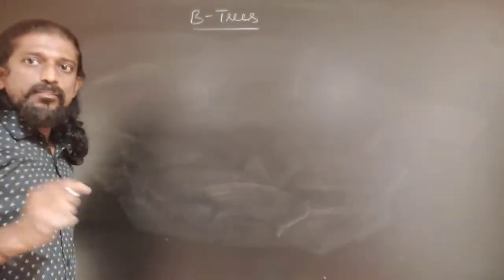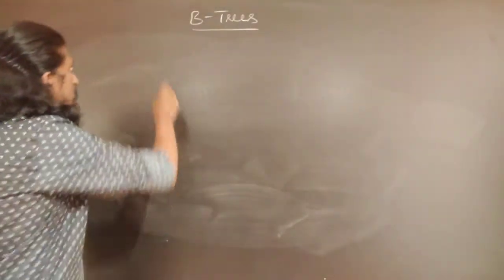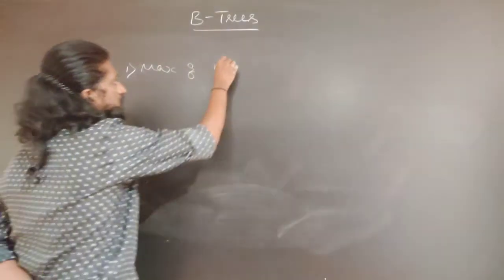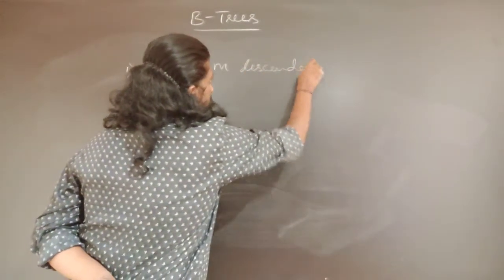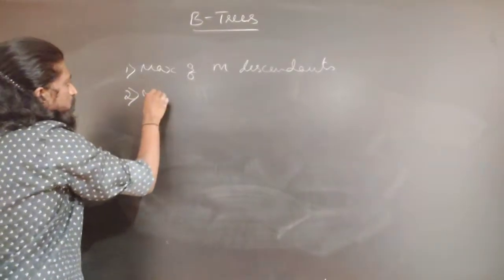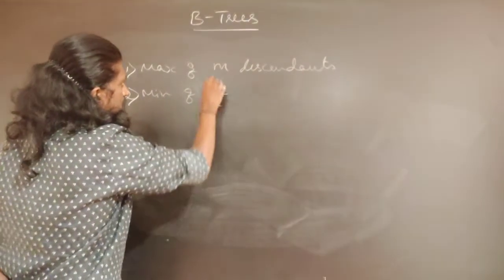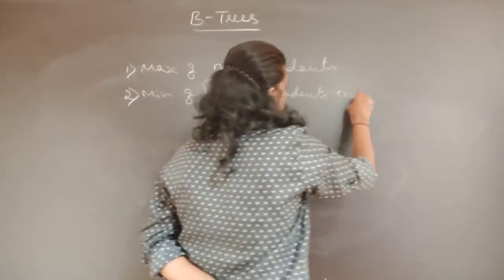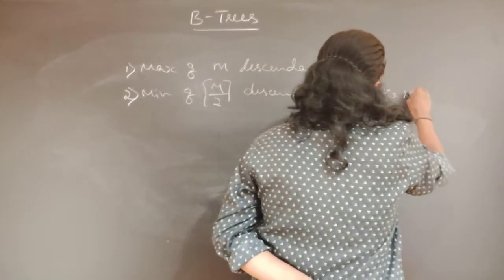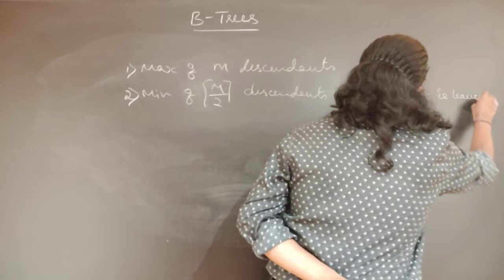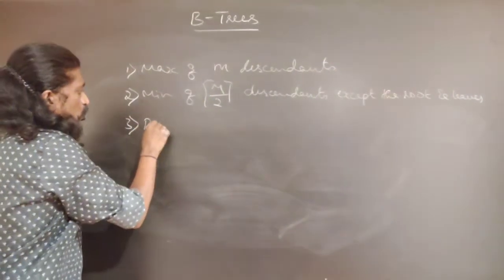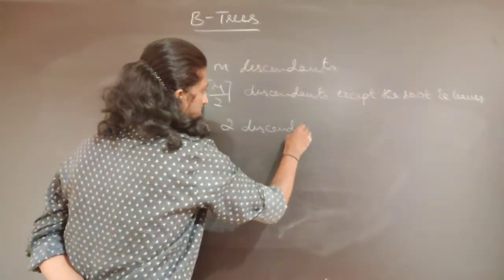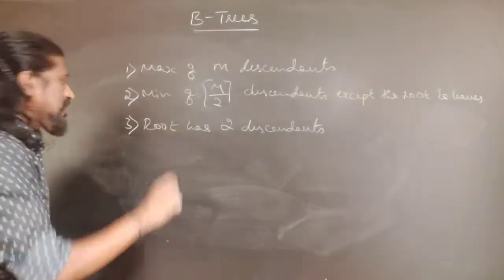So what is the definition of a B tree? A B tree is a multi-level index. A B tree of order m will have a maximum of m descendants, a minimum of m by 2 descendants, except the root and leaves. The root has 2 descendants. Leaves anyway will not have any descendants.